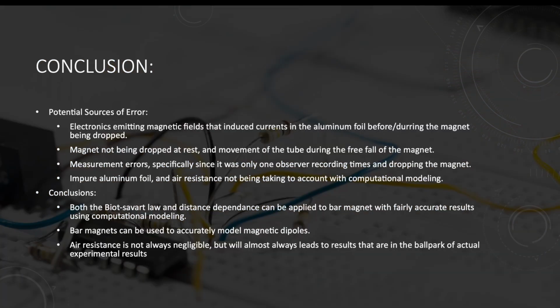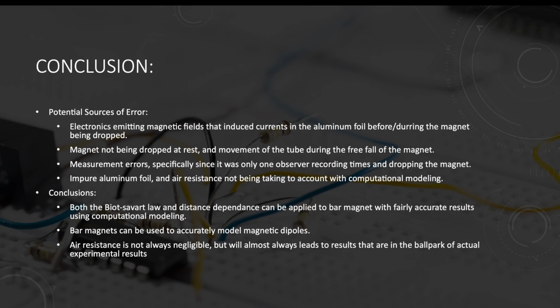Conclusion: potential sources of error. Electronics emitting fields and inducing currents in the aluminum foil before the magnet was dropped. The magnet not being dropped at rest, or the movement of the tube during the free fall of the magnet. Measurement errors, specifically since there was only one observer recording times and dropping the magnet at the same time. And impure aluminum foil and air resistance not being taken into account with computational modeling.